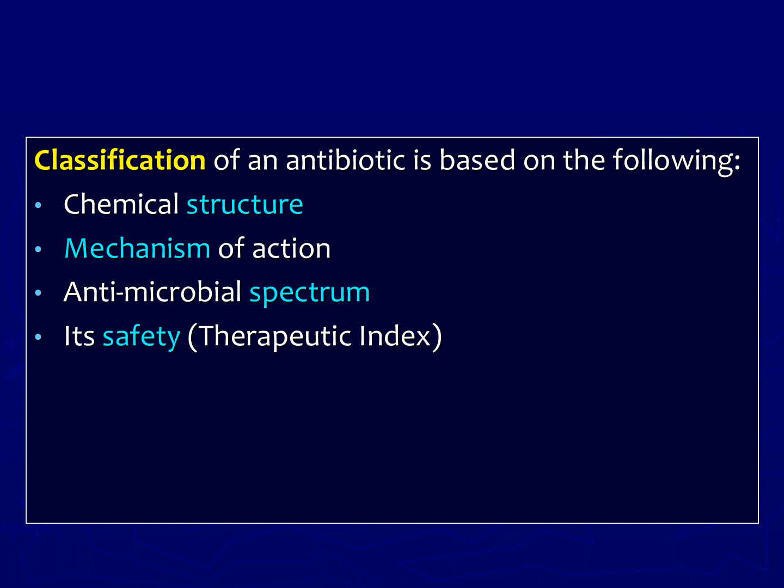Now regarding the classification of antibiotics, that may be based on chemical structure, mechanism of action, antimicrobial spectrum, or safety. Chemical structure means we have a separate structure for the beta-lactam antibiotics, which contain the beta-lactam ring in their structure, or there may be macrolides, or tetracyclines with a four-ring molecule, and so on. Similarly, mechanism of action, we will see later on whether they are 50S ribosomal subunit inhibitors or 30S ribosomal subunit inhibitors, or they act on DNA, RNA, etc., or they destroy the cell wall or the cell membrane. Antimicrobial spectrum means against gram positive or gram negative, against bacilli and cocci, etc. And regarding safety, we will see what the therapeutic index is.